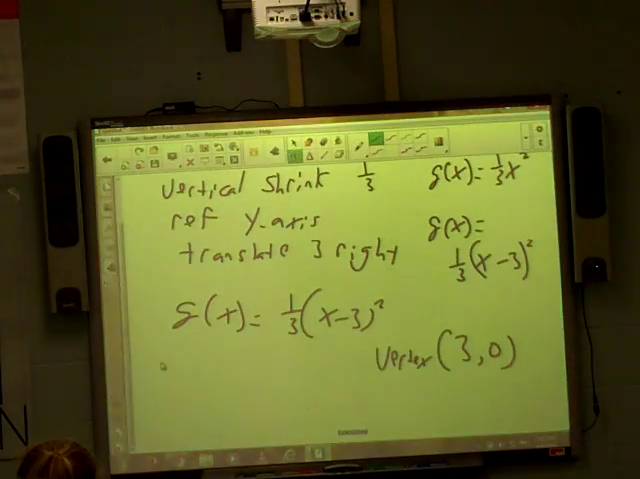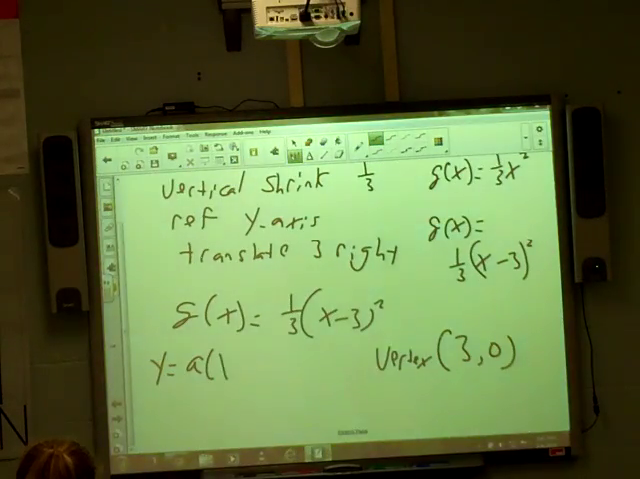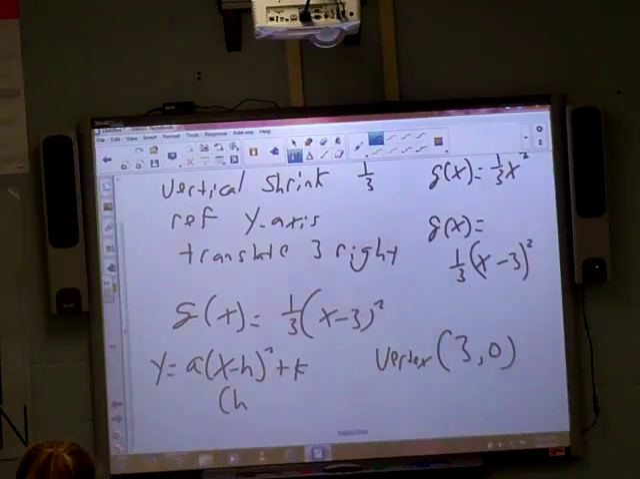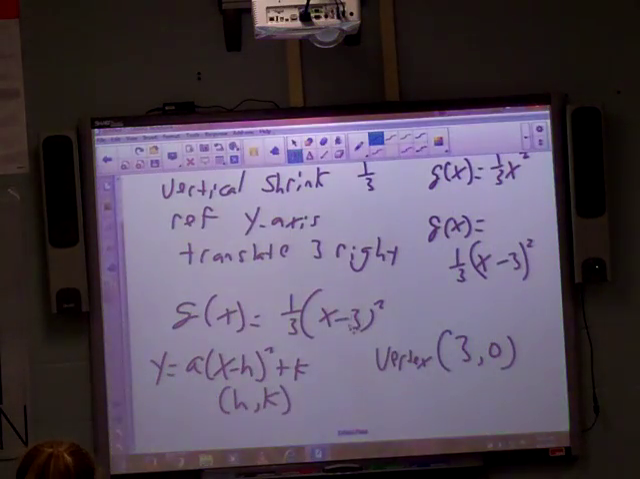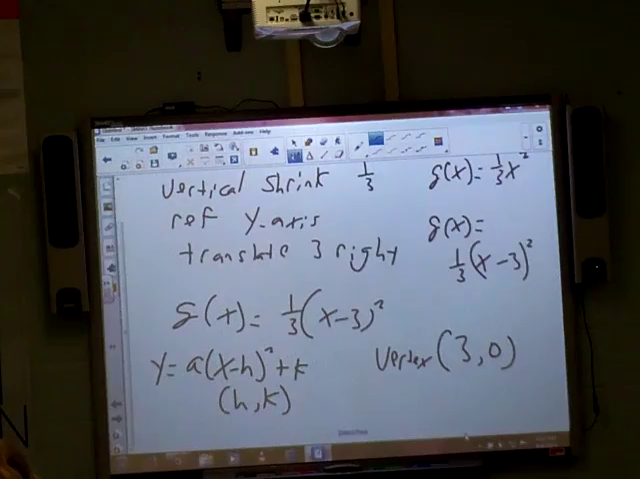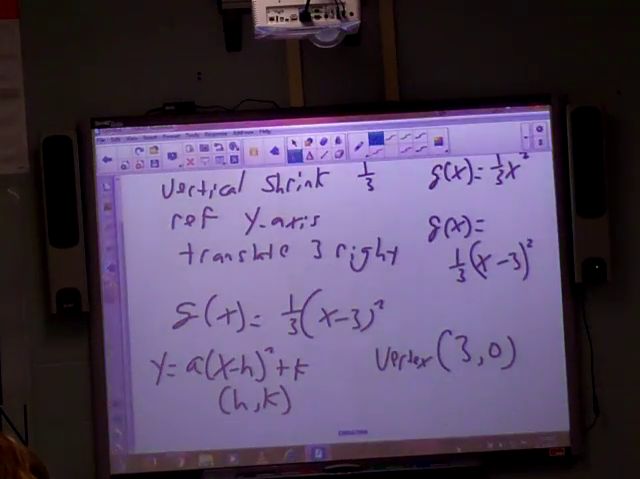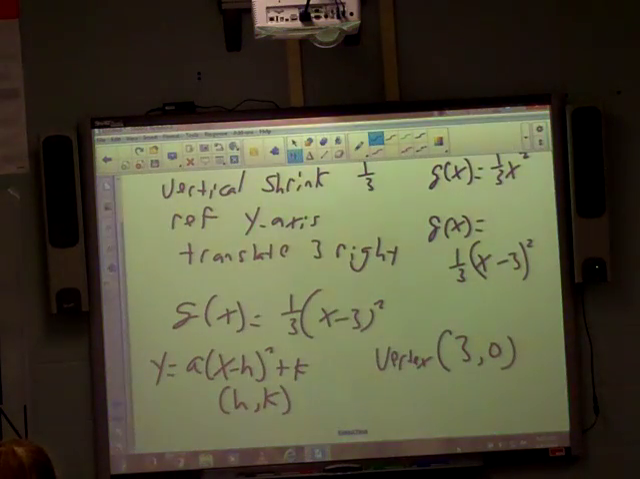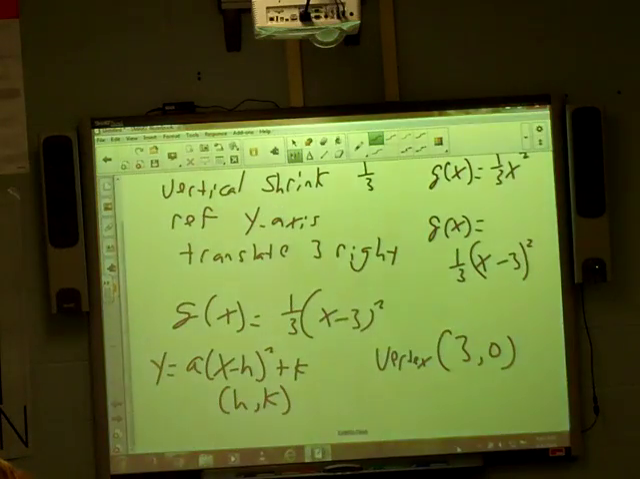Remember we said in vertex form, where it's a times x minus h squared plus k, the vertex is h, k. So my vertex would be 3 from that negative 3, and then I don't have plus or minus anything, so 0. You see that? Why would it be negative 3? Horizontal is always the opposite of the sign in there, and I don't know why, it's just how it always is. So even the vertex, you write it the opposite.